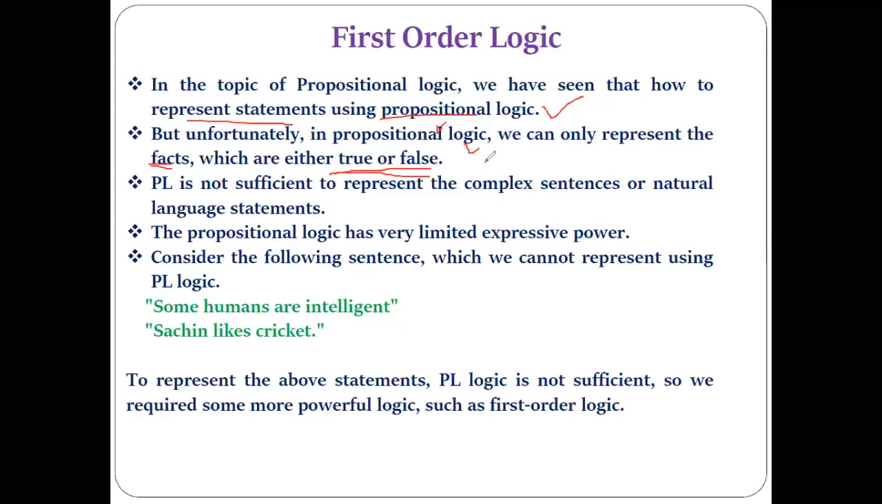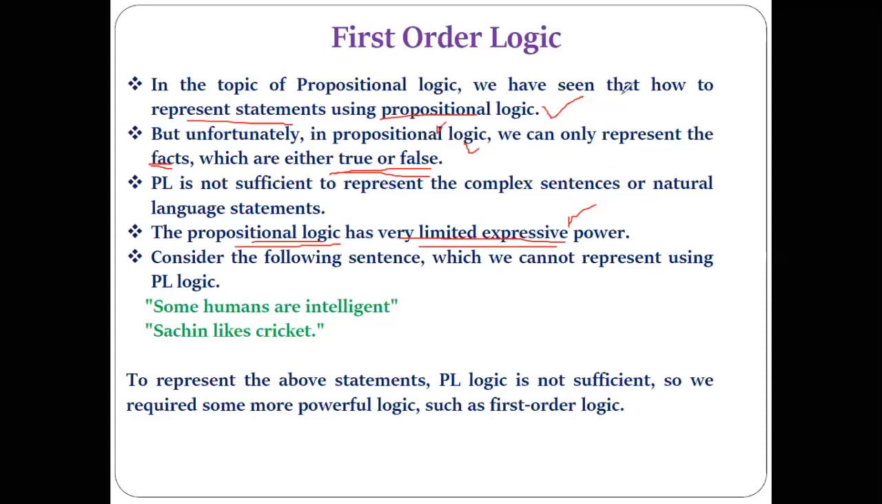Because in the world, there are not just facts or declarative sentences; there are different kinds of sentences and facts. So we need a logic which can represent everything from the world, not just facts as declarative sentences. But the proposition logic does not have that much power, and that's why we say it has limited expressive power. It can represent only limited knowledge, but we want a logic which can represent every kind of knowledge.